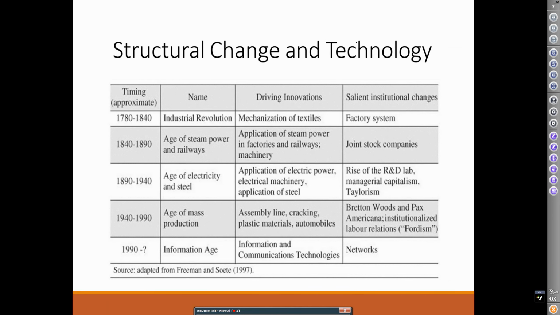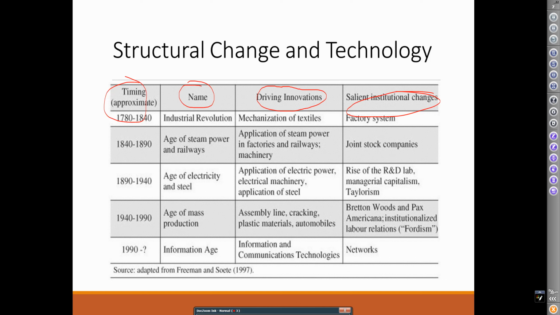Here I found structural change and technology, so what actually happened during the last 2 centuries, what happened in the economy, what happened with the technology. Here you can find the period, then the title of the historical steps, so what actually happened. What kind of driving innovations? In the third column you may find examples of the driving innovations, very interesting to look through. The last column shows us the institutional changes, what kind of changes happened during that time according to the innovations.